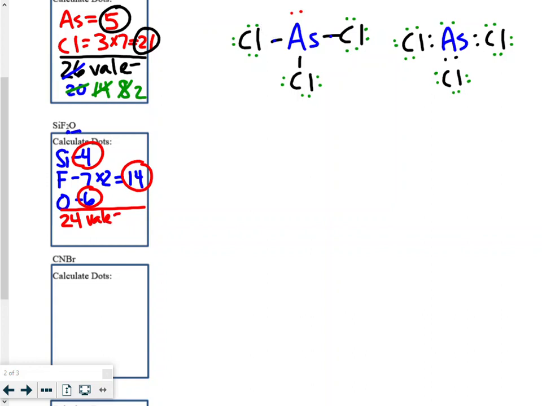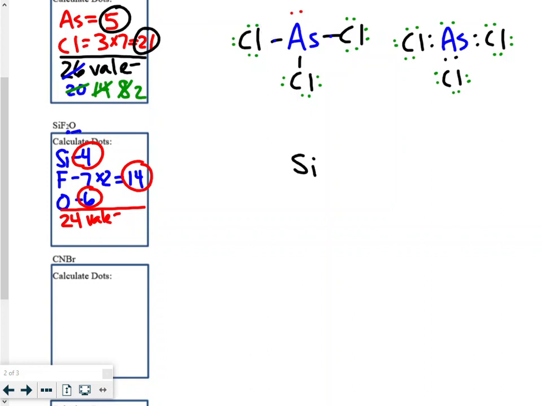Good. And now, based off our central atom rules, which one will we pick to go in the center? Silicon. It's the first element. You could look for electronegativity, but it's usually the first one unless it's hydrogen. So let's put Si in the middle.